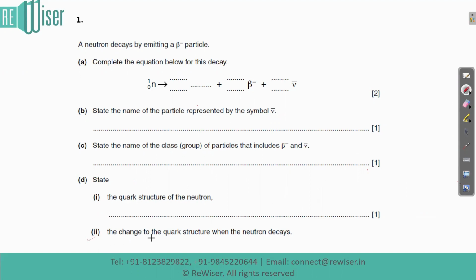Two, the change to the quark structure when the neutron decays. Okay. Now, the neutron, you see, produces a proton. The neutron is down, down, up. It will get converted into a configuration up, up, down in such a manner that it has +1 e charge. Okay. So this is the combination.